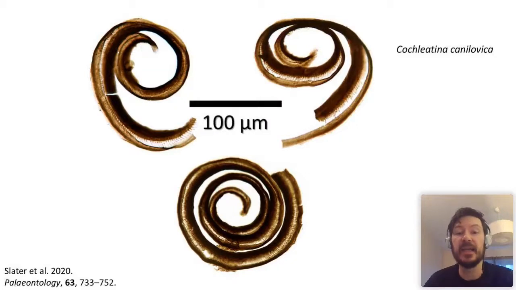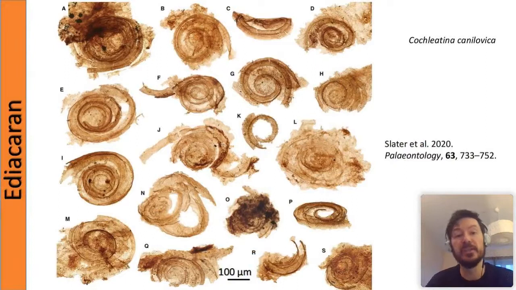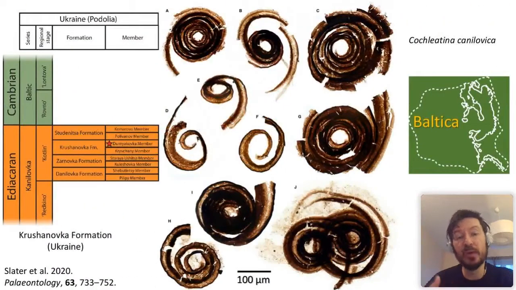And one particularly interesting SCF that's caught our attention are these distinctive spiral forms known as Cochleatina. We examined sediments from the late Ediacaran of the Baltic region and found that these Cochleatina were fairly abundant in mudstones from this age. These examples are from the late Ediacaran of Estonia, and you can see that they're often fused to organic sheets and even occur as clusters, seemingly in triplets of three identical coils per cluster.